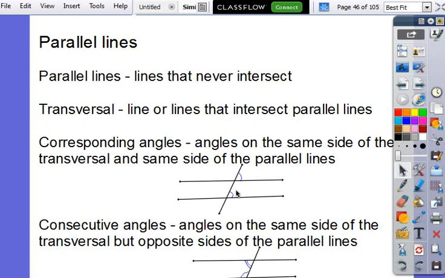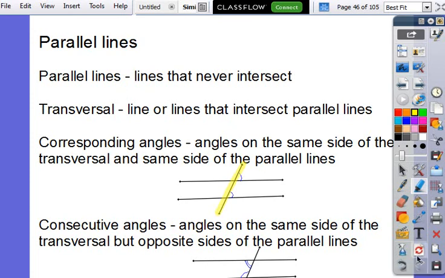So which one up here is my parallel, my transversal in this middle one? That right there is my transversal. So whenever it says transversal, that's what it's talking about.